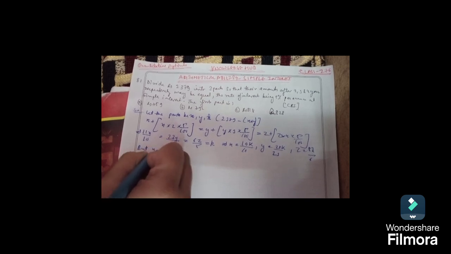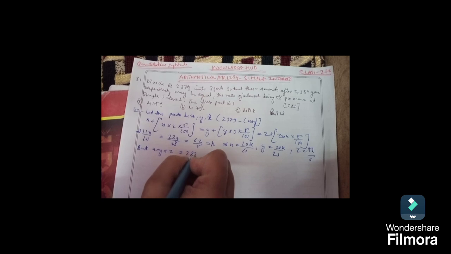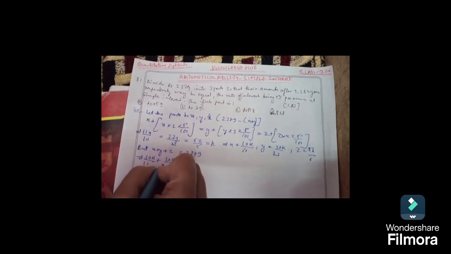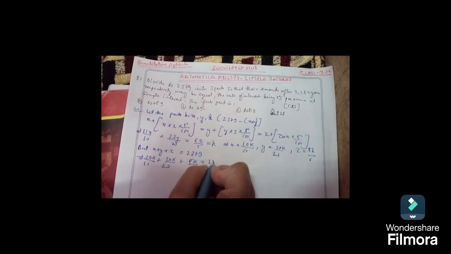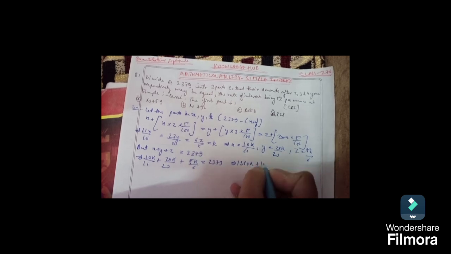But x plus y plus z equals 2379. Then 10k upon 11 plus 20k upon 23 plus 5k upon 6 equals 2379. So for that, 1380k plus 1320k plus 1265k equals 2379 into 11 into 23 into 6.